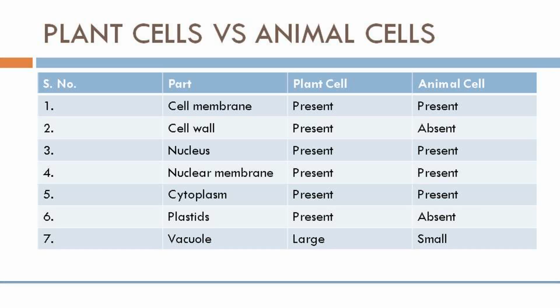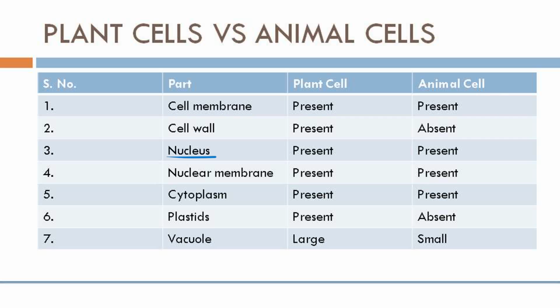When compared, certain structures are common to both plant cells and animal cells. However, they differ on certain counts. For example, cell membrane is present in both plant cells as well as animal cells, whereas cell wall is present only in plant cells and absent in animal cells.